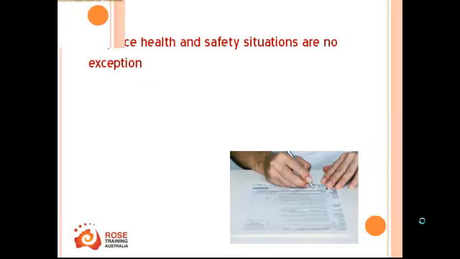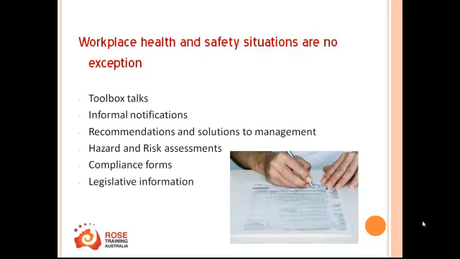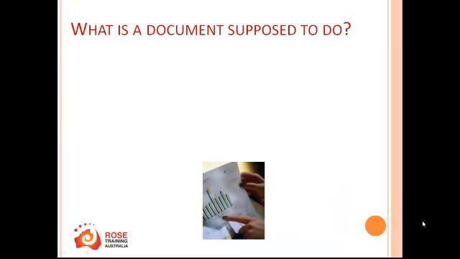It just goes on and on, doesn't it? The types of things that you might require. Workplace health and safety situations are no exception. Toolbox talks, compliance forms, legislation. If you sit down and read through the legislation, the Act relating to work health and safety, you'll find that there are so many different types of documentations that are involved and ways that we have to read them for specific purposes. So what's a document supposed to do?